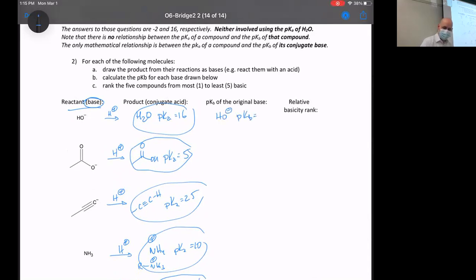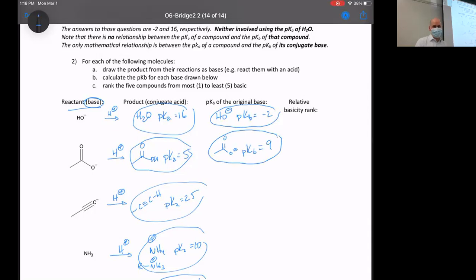pKb is what? What's that? It's 14 minus 16. It's okay. Yes, that's correct. Hold on to that a second. So for a carboxylate, which is the base, we drew out the acid and said the pKa of the acid was 5. So the pKb of the base is 14 minus 5, which is, yes, exactly. Perfect.